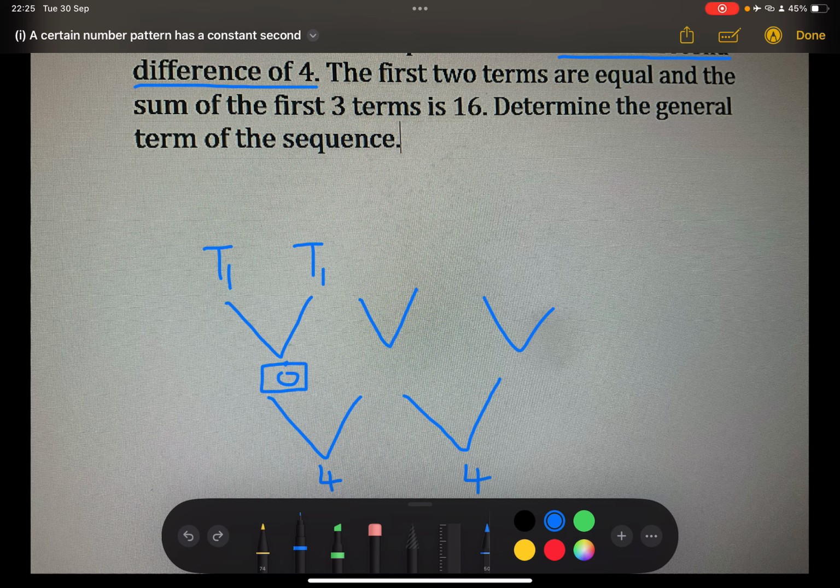All right, and then they say the sum of the first three terms is 16. This one is the third term. So what we know is term 1 plus term 1, which is term 2, plus term 3 is equal to 16, because they say the sum of the first three terms is 16.